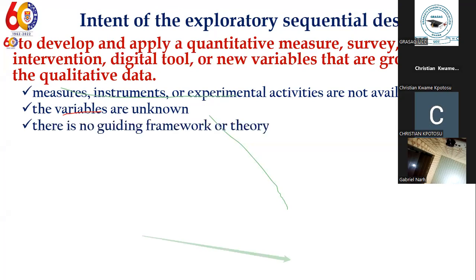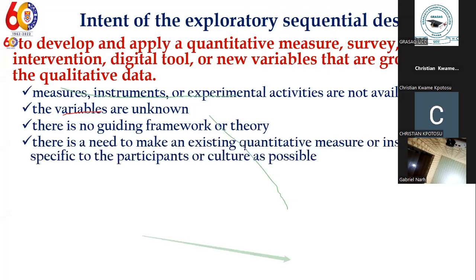When there is no guiding framework or theory, sometimes the frameworks or theories that we see around are developed or designed using these designs. Qualitative data is collected, which informs the design of the framework or the theory, so that you can use it to explain on a larger scale people's attributes and behaviors.